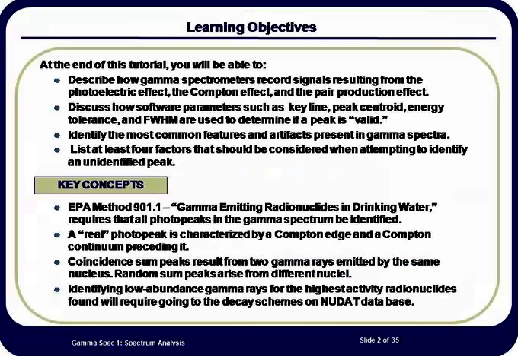The key concepts to focus on in this module are: EPA Method 901.1, gamma-emitting radionuclides in drinking water, requires that all photopeaks in the gamma spectrum be identified. A real photopeak is characterized by a Compton edge and a Compton continuum preceding it. A coincidence sum peak results from 2 gamma rays emitted by the same nucleus. Random sum peaks arise from gamma rays emitted by different nuclei. Identifying low abundance gamma rays for the highest activity radionuclides found will require going to the decay schemes on the NuDat database.